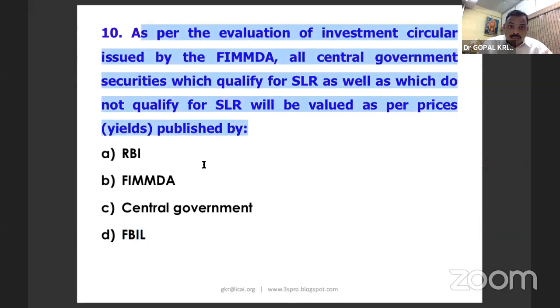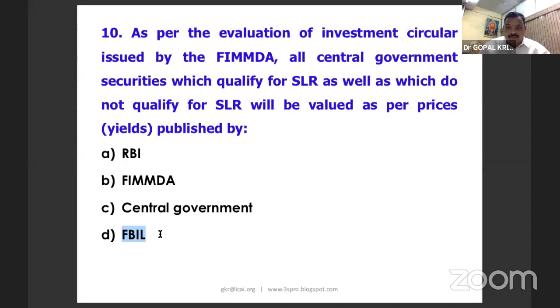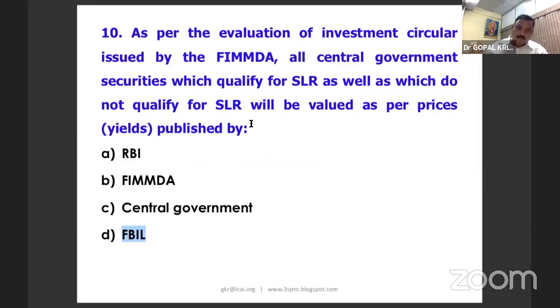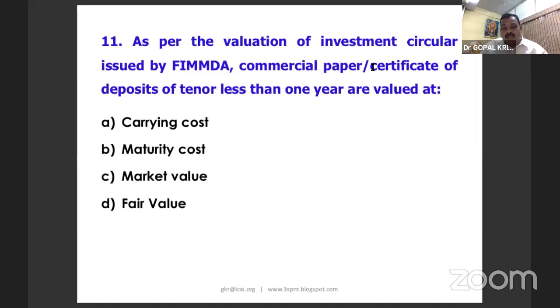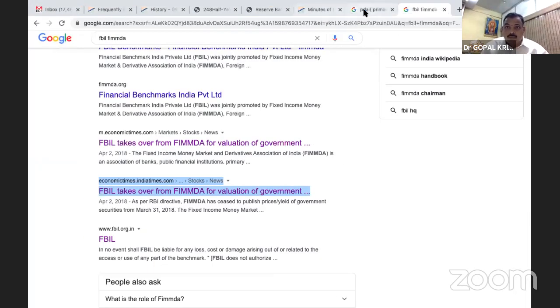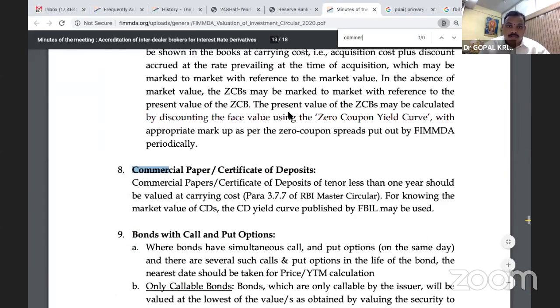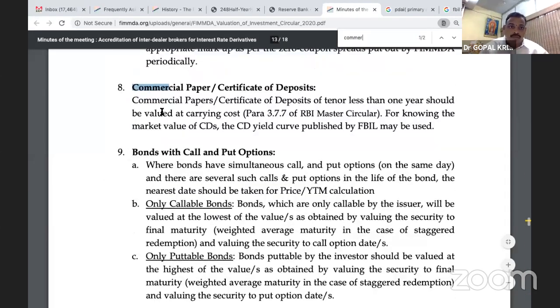So, which is the right answer? FBIL, Financial Benchmark. Okay, so what is it? Financial Benchmarks India Private Limited. So 10D. Now, as per the valuation of investment circular issued by FIMDA, commercial paper and certificate of deposit. Okay. Look at this. So, commercial paper and certificate of deposit.